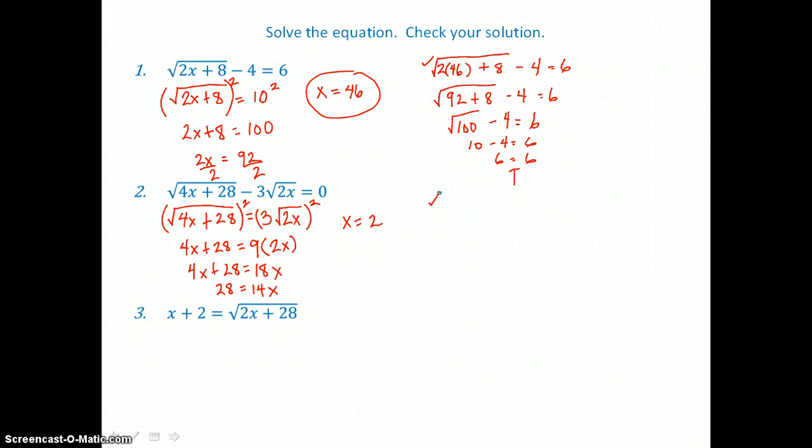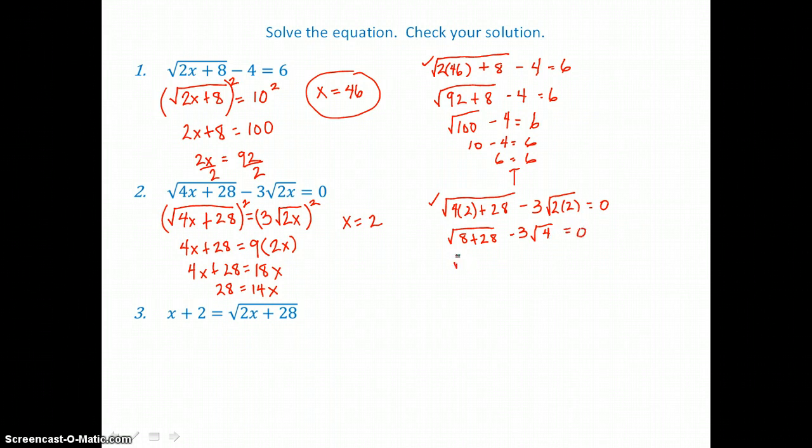So I'll check that solution in the original equation. I'll substitute 2 in for x. And simplify that left-hand side. So underneath this first radical, I have 4 times 2, which is 8. And in this second radical, I have 2 times 2, which is 4.